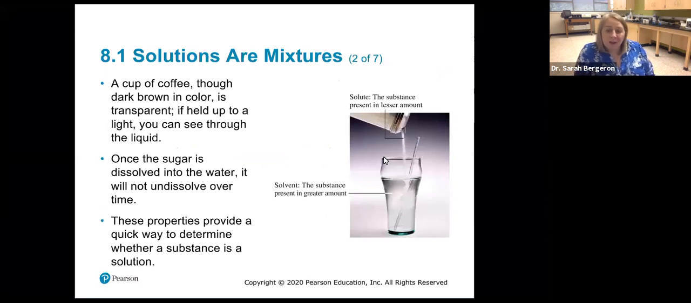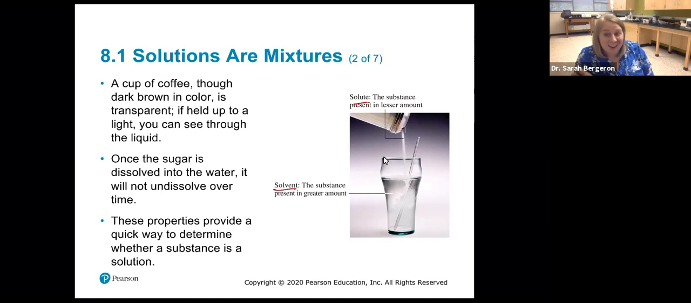So here's kind of our example, right? We had our little bit of sugar, our solute, and we put it in the solvent, which was our big glass of water, right? So that's our example. And then we'd stir it and it would become homogeneous. So if you held this up to the light, you would see that it's transparent, right? And the same thing is actually true of coffee. So as long as you don't put anything else in it, if it's just coffee, you can actually see through the liquid.